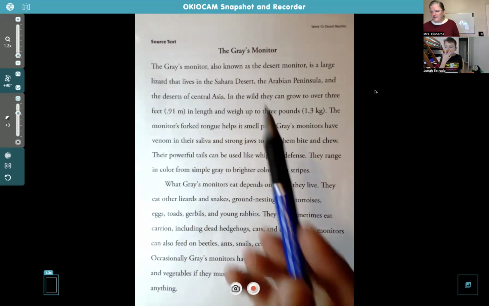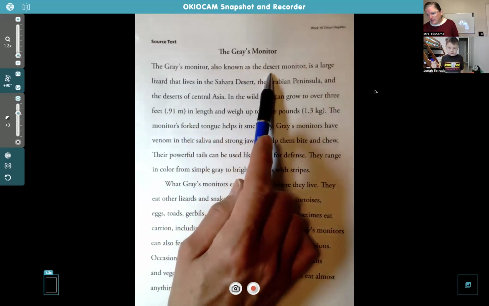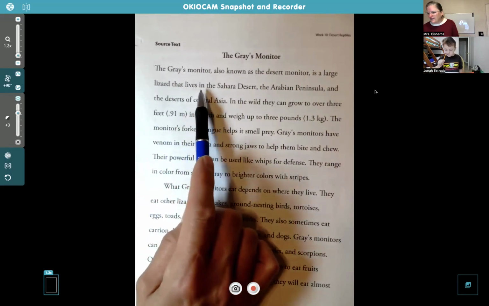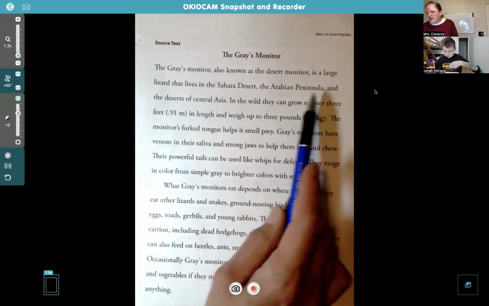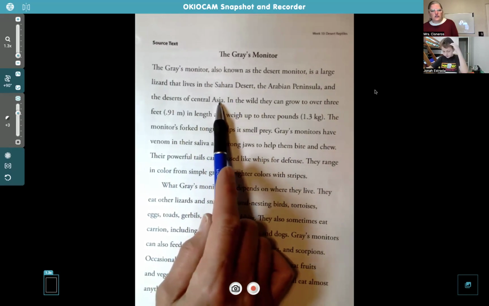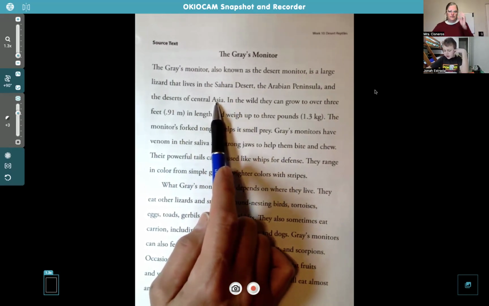You ready? The Gray's monitor, also known as the desert monitor, is a large lizard that lives in the Sahara Desert, the Arabian Peninsula, and the deserts of Central Asia. That's the Gobi Desert, so actually in Asia.